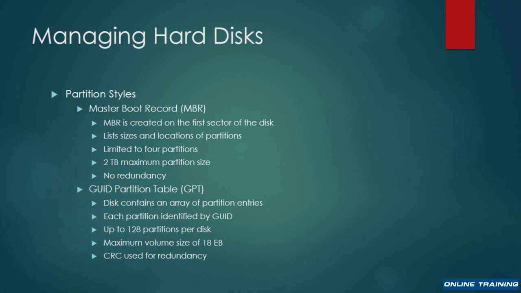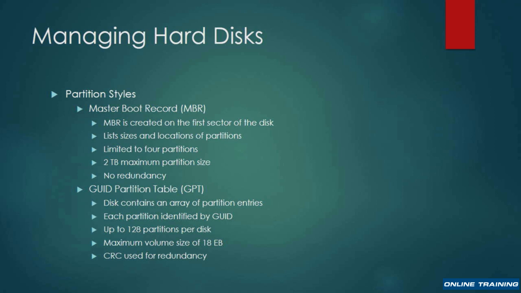So let's start with the partition styles. There are two partition styles. This is consistent with the preceding operating systems. They are the master boot record or MBR disk type, or the GPT, which stands for GUID partition table. GUID is just globally unique identifier. Really the difference here is how the partition tables are laid out. I mean, that's looking at it fairly simplistically, but that is the primary difference.